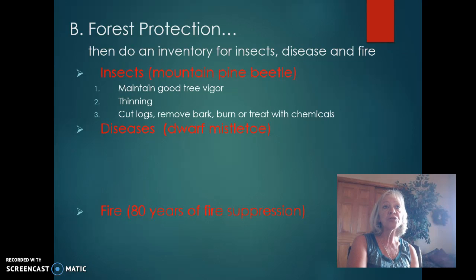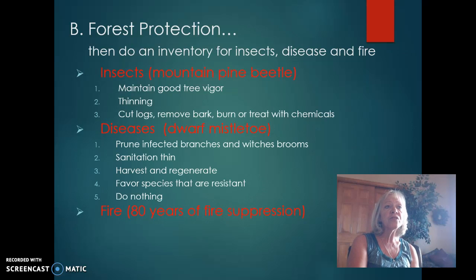to maintain good tree vigor or health, to do thinnings, to cut the logs, remove the bark, burn or treat with chemicals to destroy mountain pine beetle. For diseases, we prune, we can do a sanitation thin, we can harvest and then regenerate the forest. We can choose species that are resistant, or we can let nature take its course.